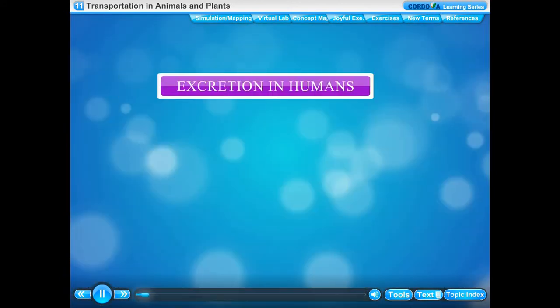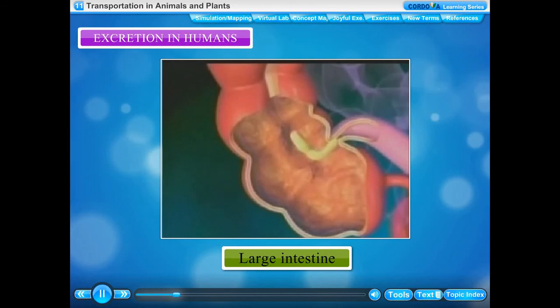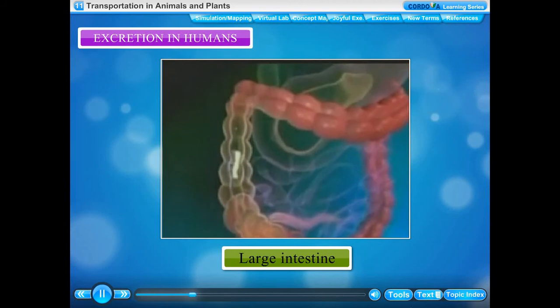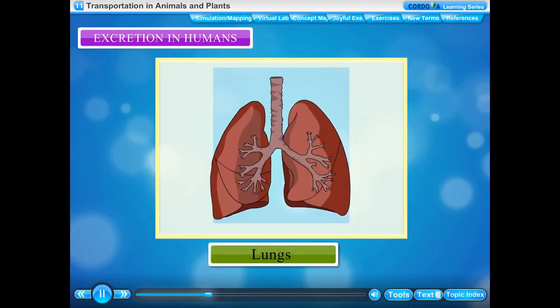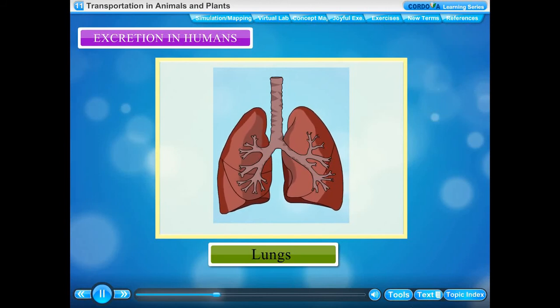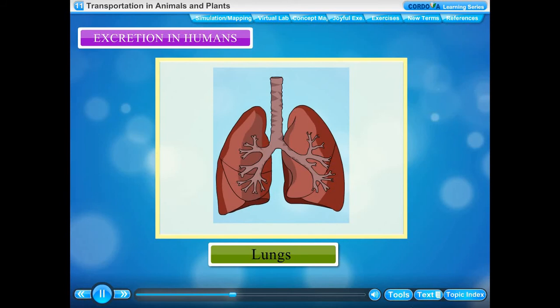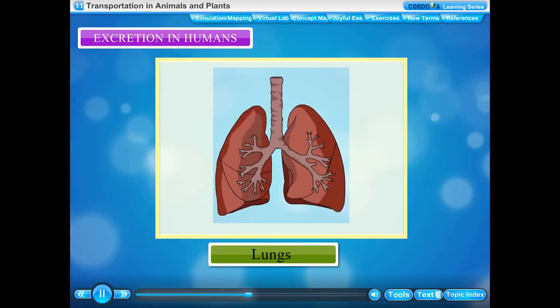Excretion in humans. Large intestine. The undigested food is removed from the large intestine and thrown out of the body through the anus in the form of feces. Lungs. Carbon dioxide is produced as a waste product in our body cells during the process of respiration. This carbon dioxide is removed by the lungs during exhalation.